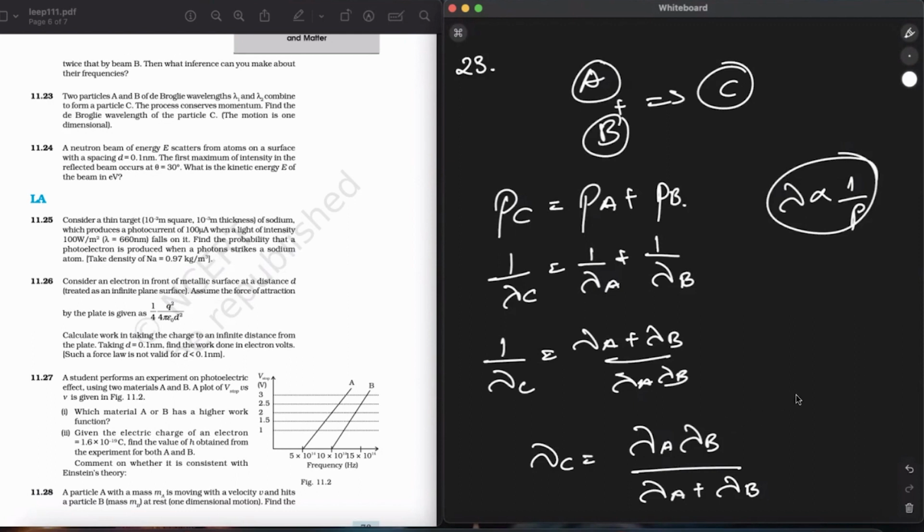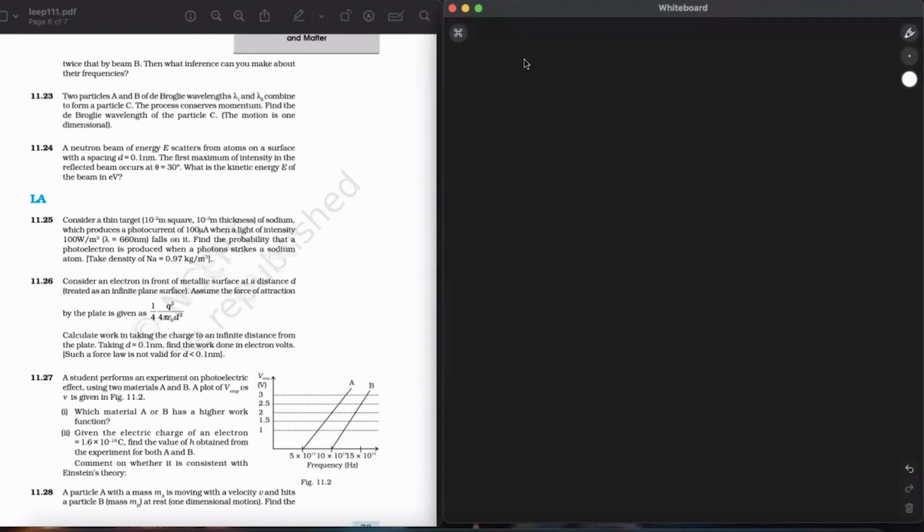But we have to make some cases, right? See, now listen to me. We have taken PA and PB. It is not that both will always be positive. PA can be in the i cap direction, PB can be in minus i cap, so PB can be negative. So there will be cases. This is the λC when both momentums are positive, but when one of the momenta is negative.